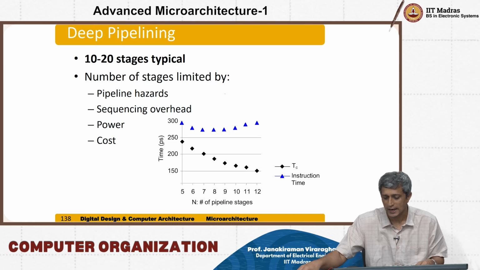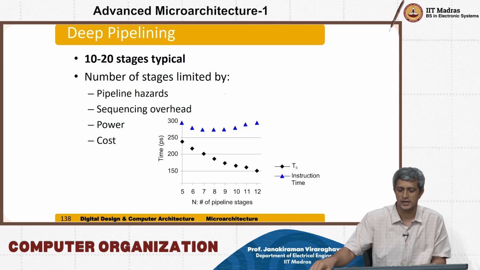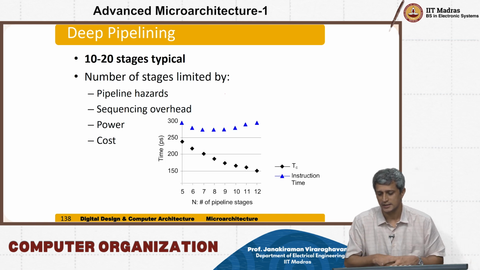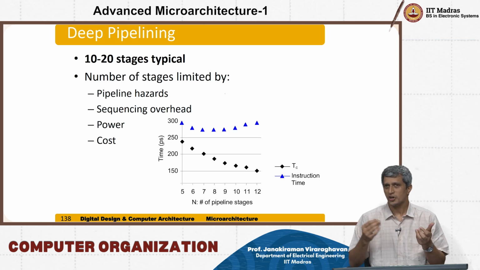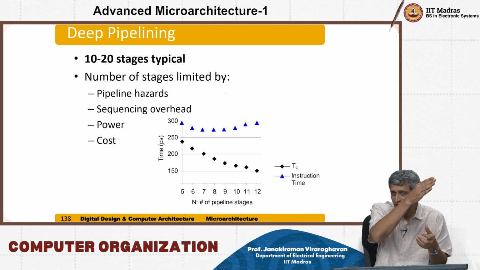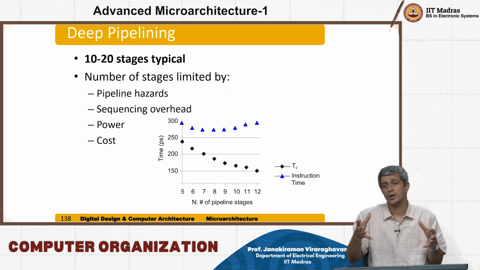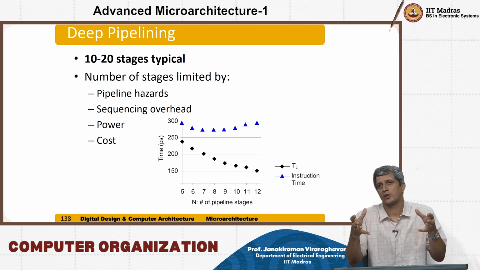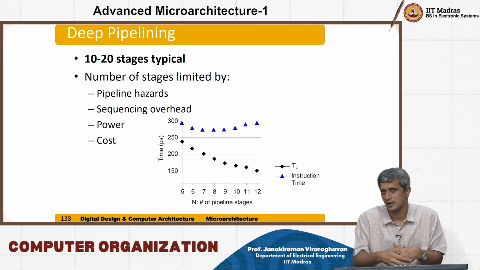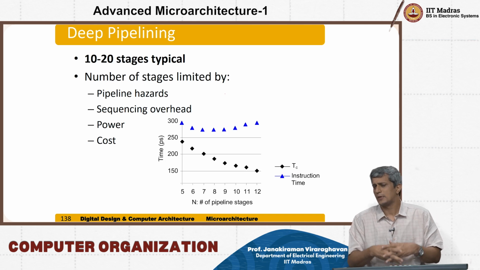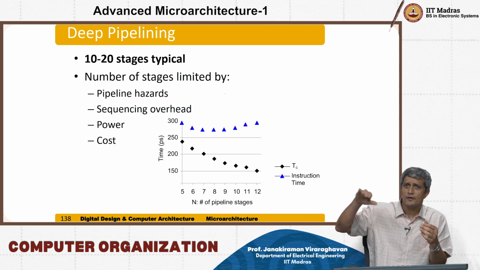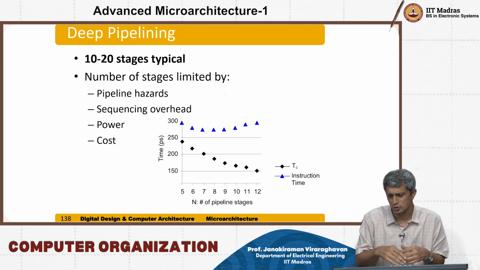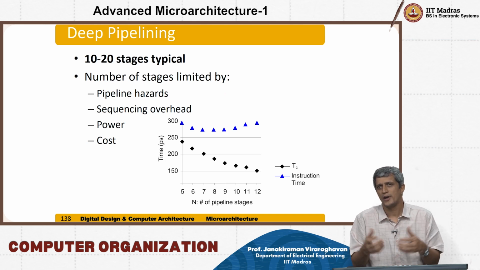And that's what you see in the black curve here, the black diamonds. You see that the clock period is dropping with the number of stages. On the other hand, the instruction time will initially start dropping, because ultimately it really matters how much time it takes for the instruction to finish. So there is a sequencing overhead that is going to kick in, and of course your pipeline hazards, branch misprediction and all that will kick in, and therefore that average time can start going up after some time.